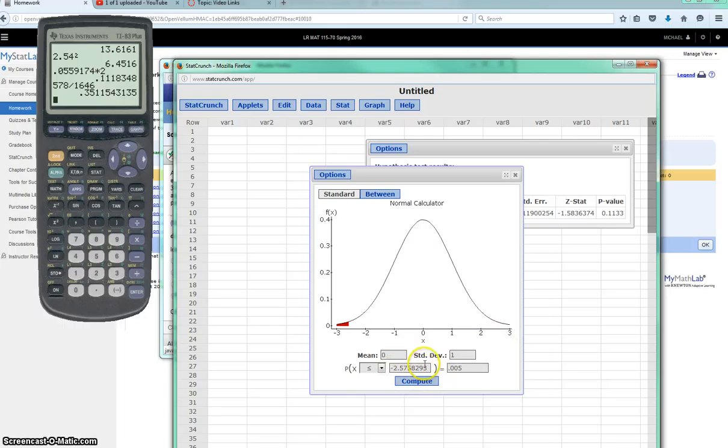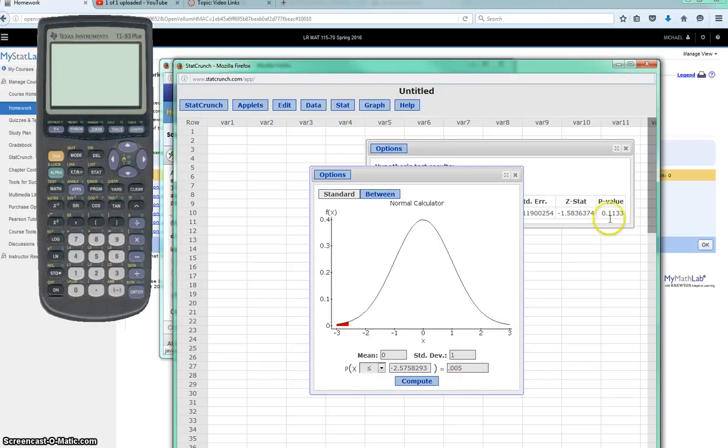So this becomes my critical value. Any test statistic past this negative 2.58 or above 2.58 would mean I'm in the rejection region. These shaded regions are rejection regions. I believe this is called the classical approach.